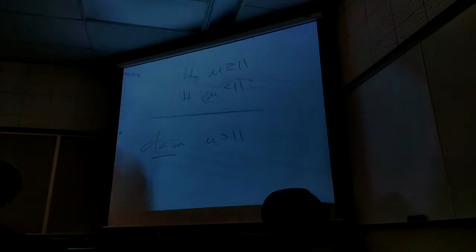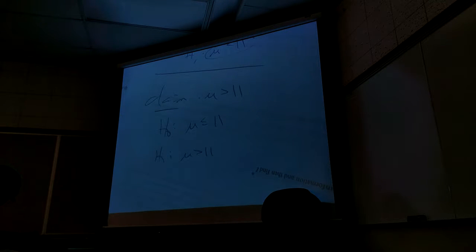What if the claim was mu greater than 11? All right, so which one would that be? H1, because there's no equal sign. So what's the H0? Mu is less than or equal to. It's got to be the opposite. If neither one has an equal sign, you didn't really do the opposite. Together they cover everything, if they're really opposite.